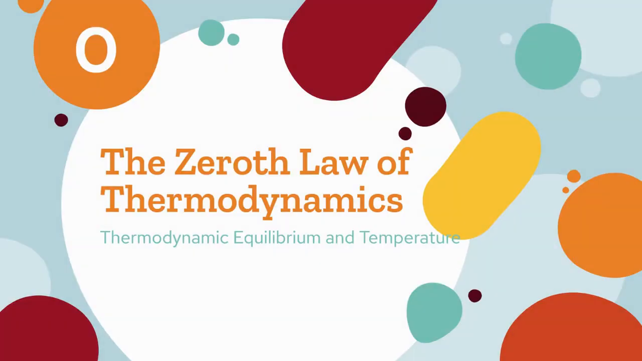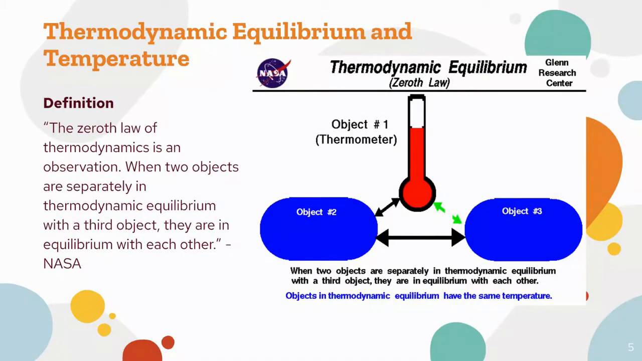Let's start with the Zeroth Law of thermodynamics. According to NASA, the zeroth law of thermodynamics is an observation. When two objects are separately in thermodynamic equilibrium with a third object, they are in equilibrium with each other.